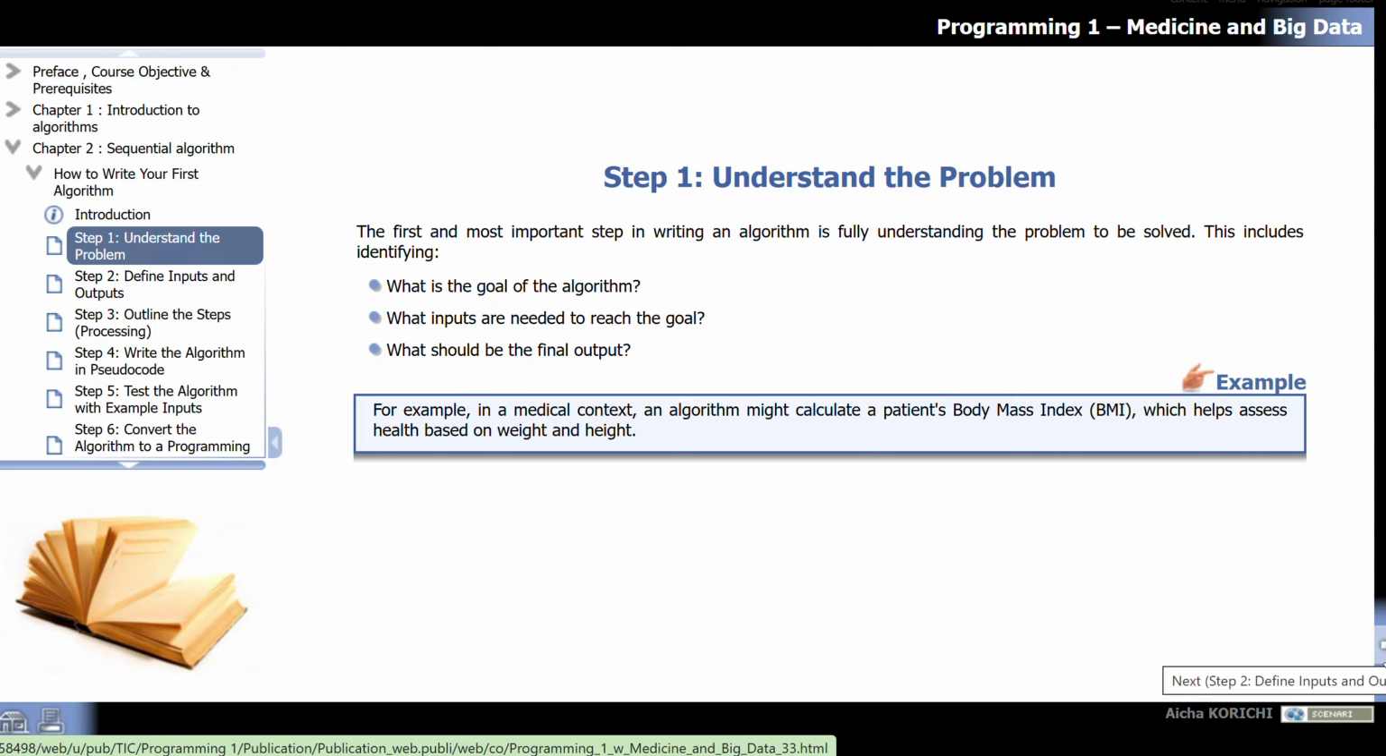If you need to write any algorithm, you need to understand the problem. This is the most important step in writing an algorithm, fully understanding the problem to be solved. This includes identifying what is the goal of the algorithm, what inputs are needed to reach the goal, what should be the final results. For example, in medical context, an algorithm may calculate a patient's body mass index which helps assess health based on weight and the height.